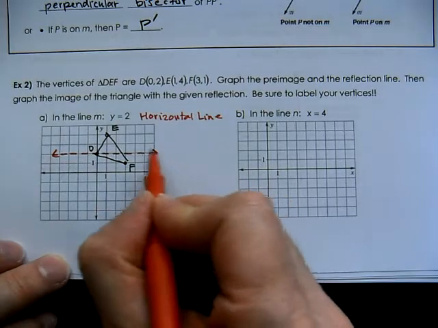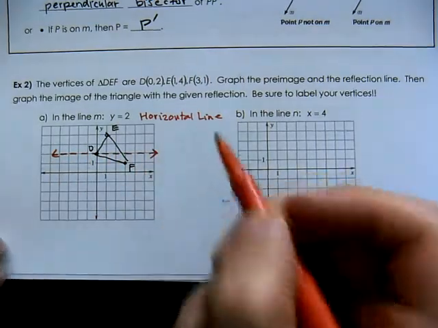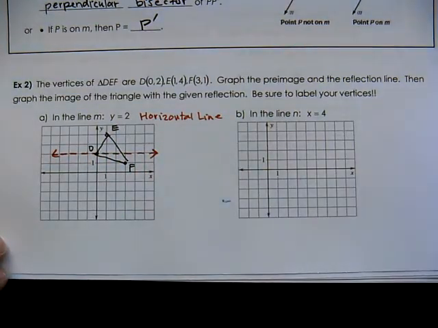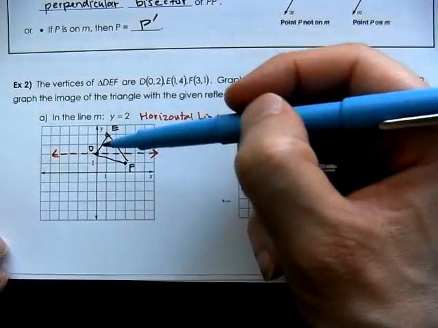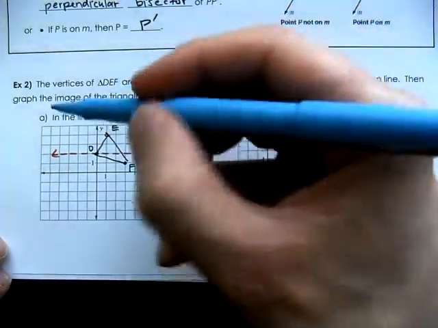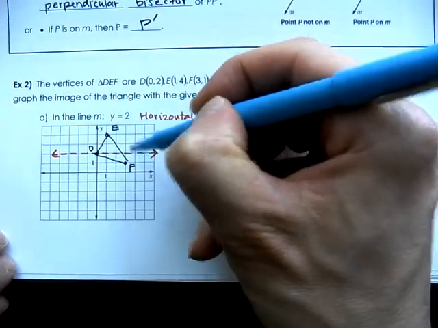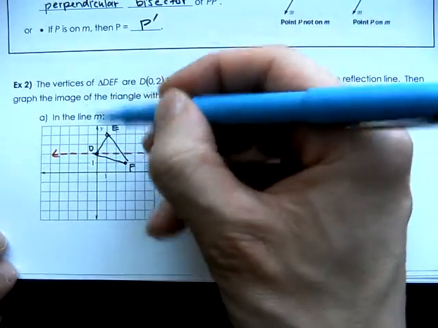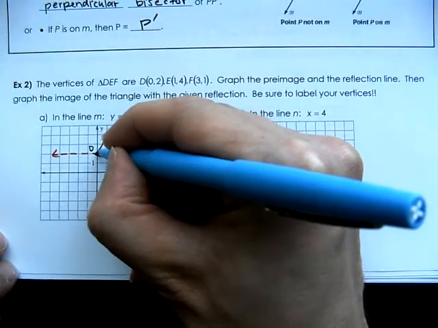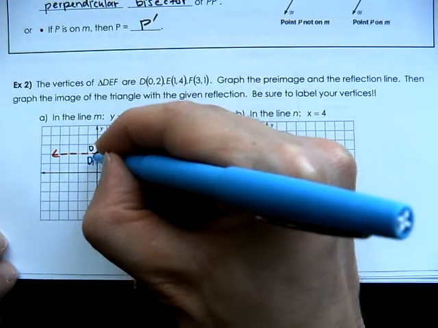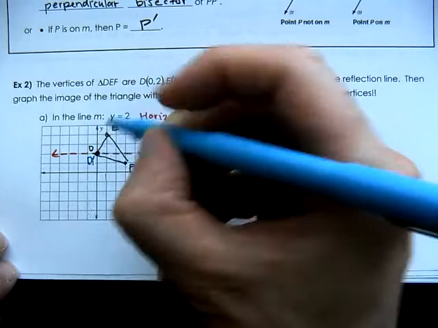Make sure it's dashed, because it's not part of our figure, it's just a reference line. Now I'm going to my third color as I reflect each point. Now if you take a look at point D, it's already on the line of reflection, so that means when it flips over, it's going to land right on itself. So D prime and D are one and the same.